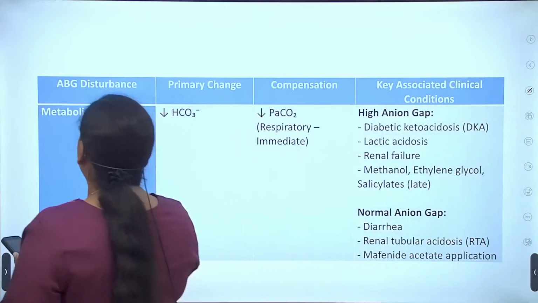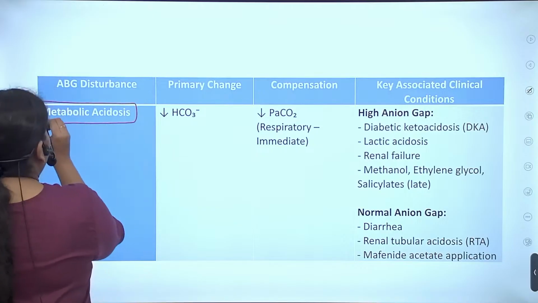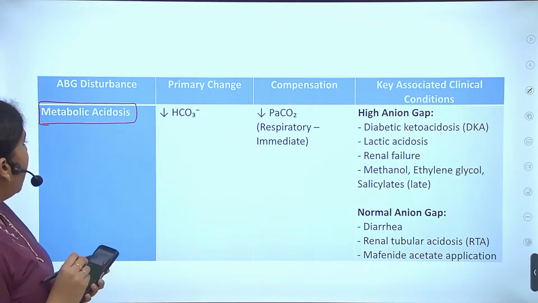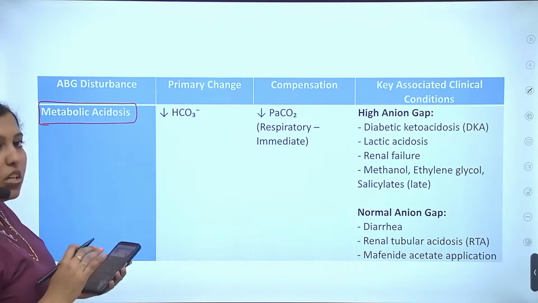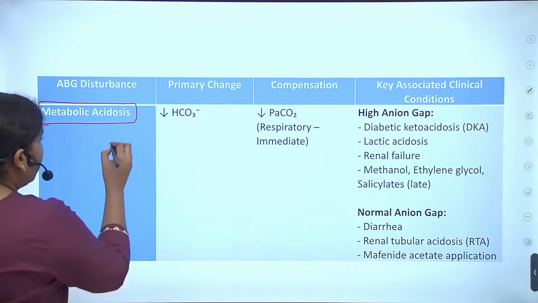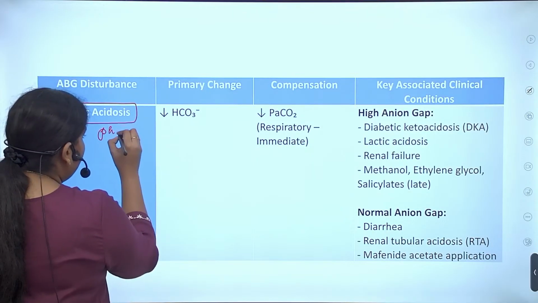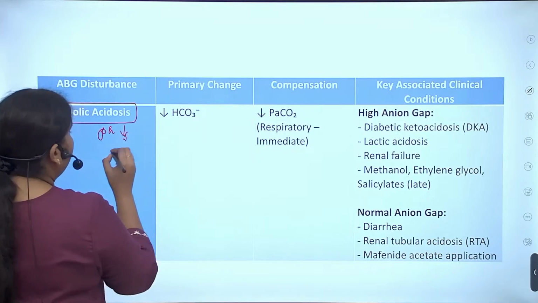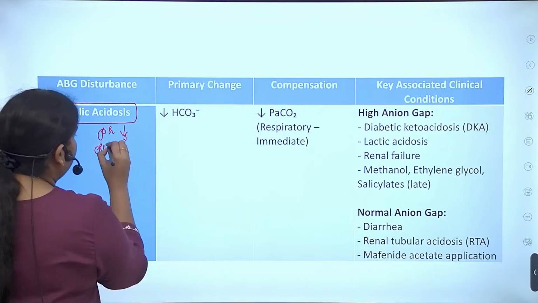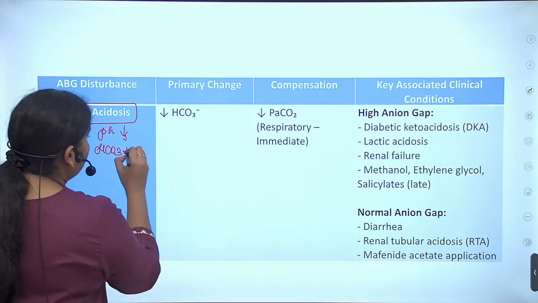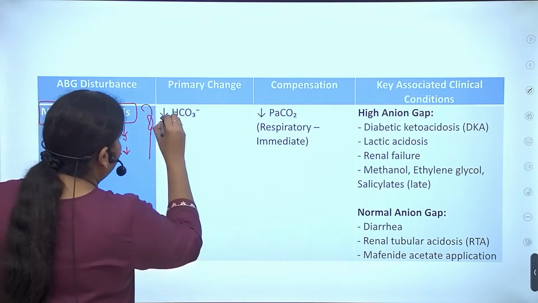Next, we will go for the next important condition. That is your metabolic acidosis. As you all know, metabolic components go in the same direction. So the pH is going to reduce. So obviously what is happening? The HCO3 is also going to reduce, which is given here.